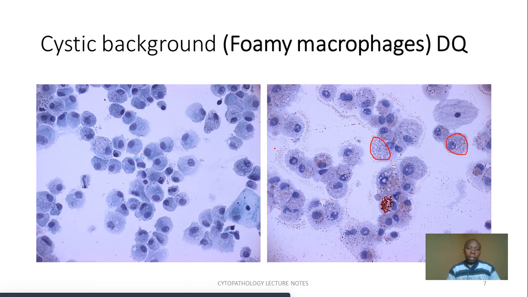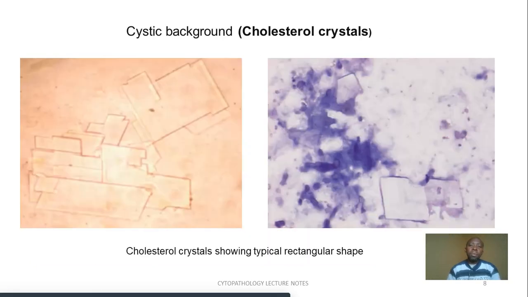These are foamy macrophages, and here we can see the vacuolations inside the cell. We talked about the location of the nucleus in the cells. In this one, the nucleus is located at the periphery of the cell, and then we have the foamy appearance in the cytoplasm. And then we have other cells where we see the nucleus almost in the center of the cell, and the cytoplasm appearing foamy. So this is a good illustration of how a cystic background looks in regard to the presence of foamy macrophages.